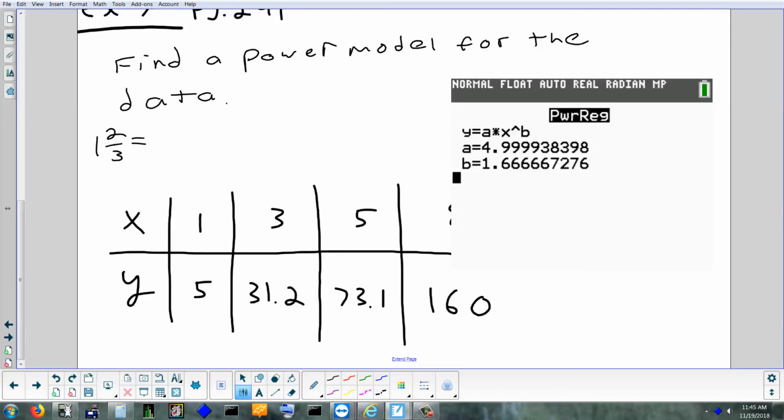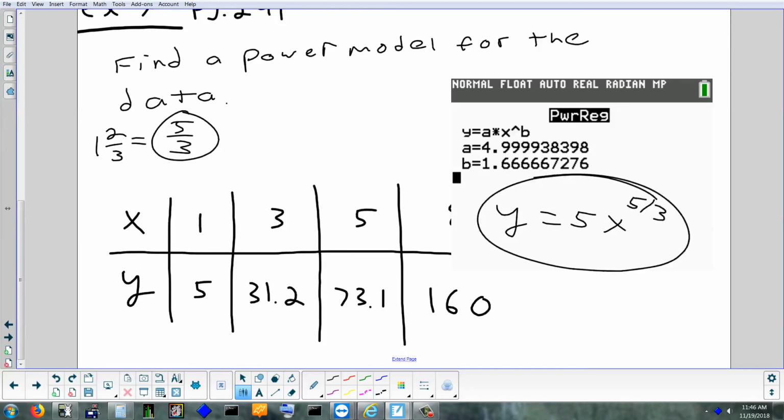What's 1 2/3 as an improper fraction? 5/3. All right. So b is about 5/3. A is about 5. So fill that in. Y equals 5x to the 5/3. And that's the equation of the curve that would go right through these points as accurately as possible. Okay. Now, I'm going to see how accurately by graphing. But any questions on that equation first?